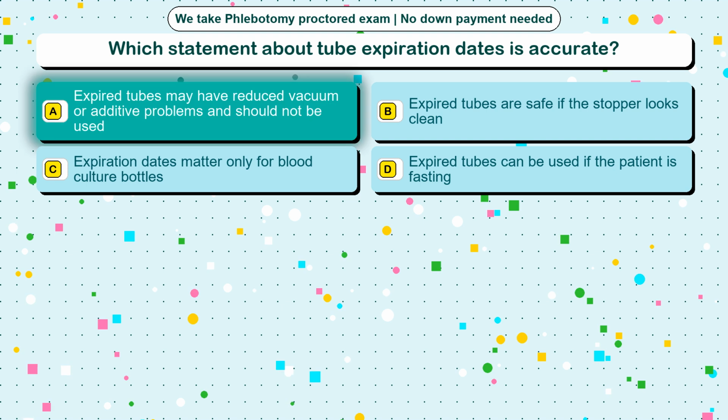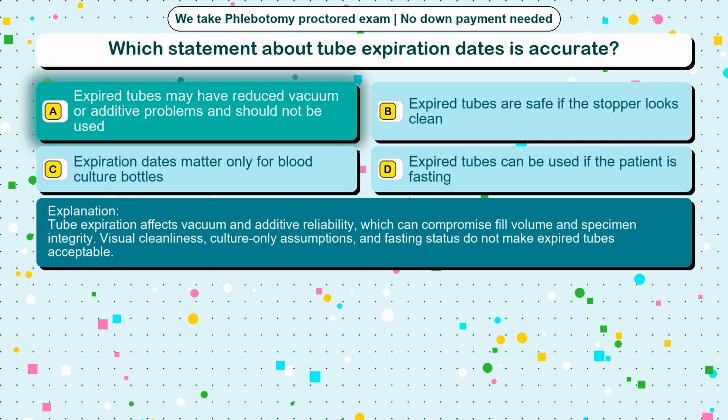The correct answer is option A. Expired tubes may have reduced vacuum or additive problems and should not be used. Tube expiration affects vacuum and additive reliability, which can compromise fill volume and specimen integrity. Visual cleanliness, culture-only assumptions, and fasting status do not make expired tubes acceptable.